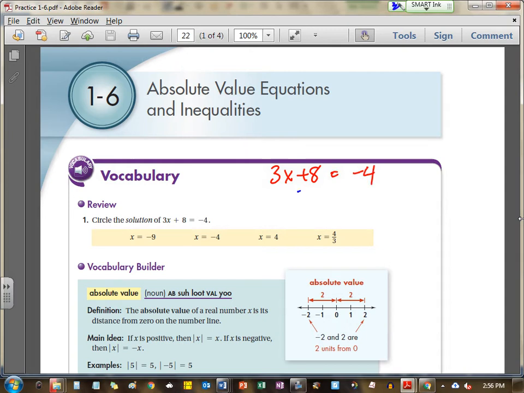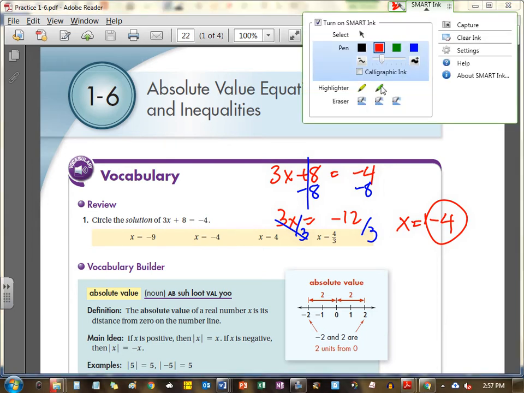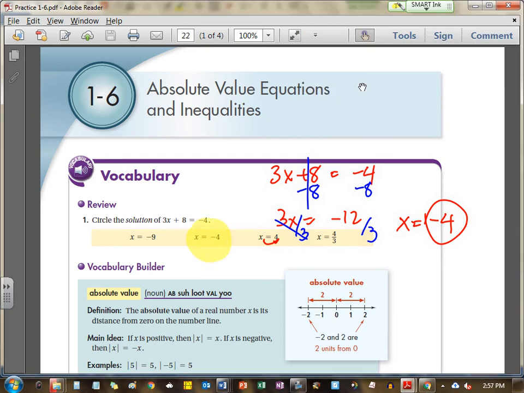Maybe you can subtract 8 here and here. This gives you 3x equals -12. And then divide by 3 here and here. And this gives you x equals -4. So the correct answer is x equals -4. So I'm going to go ahead and choose this one. I'm going to choose this answer right here.